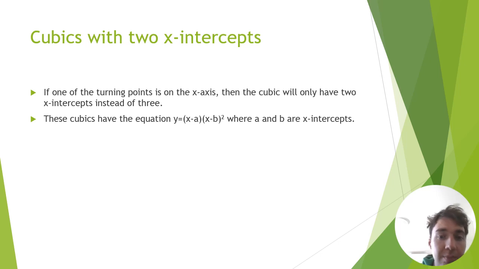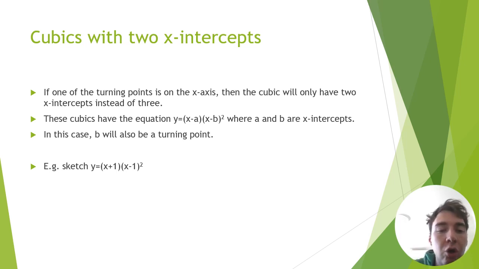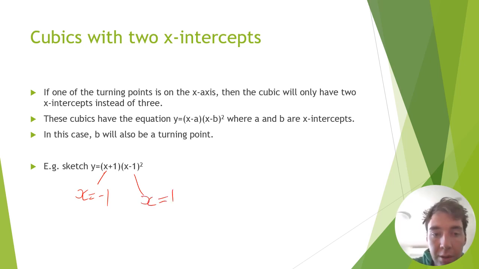When we do this, we're going to have a turning point at x equals b, which I just said there. So let's have a look at this. We've got y equals (x plus 1) times (x minus 1) squared. So in this case, we're going to have a normal x-intercept at x equals negative 1. That's from our x plus 1 term. And then we're going to have a turning point at x equals 1. Right? Because this second bracket is squared, that's the key to it. Because this second bracket is squared, that means that we're going to have a turning point there.